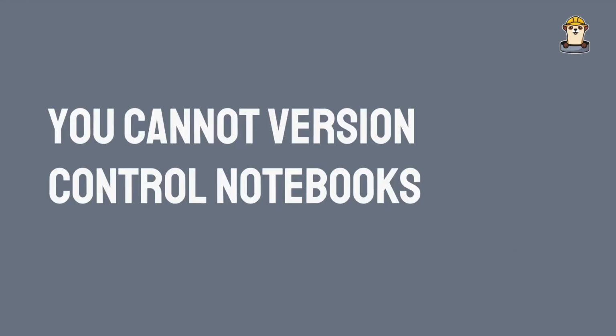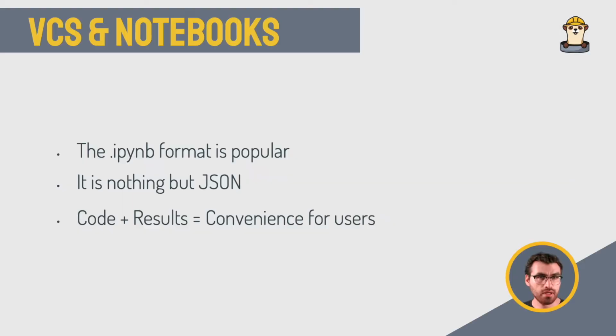You cannot version control notebooks. The IPYNB format is known to everyone that works with notebooks, but not everyone knows that under the hood is nothing else than a JSON file, where both code and output are stored together in the same plain text file. This is very convenient. You can work on a notebook, execute it halfway through, save it, and then come back the next morning and all your results will be there.